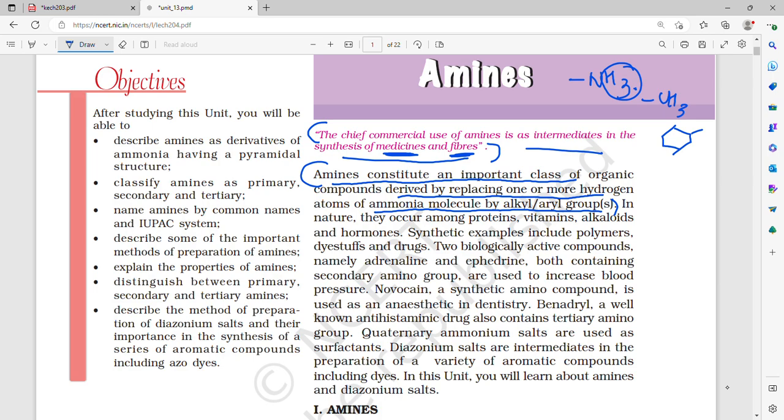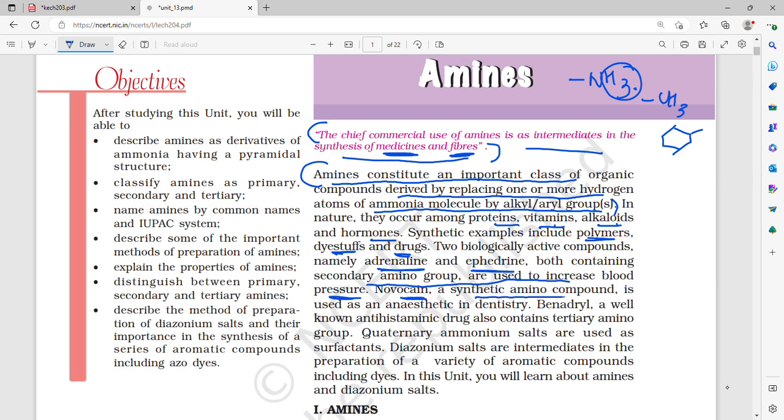In nature, amines occur among proteins, vitamins, alkaloids and hormones. Synthetic examples include polymers, dyestuff and drugs. Two biologically active compounds, namely adrenaline and epinephrine, both contain a secondary amino group. They are used to increase the blood pressure.